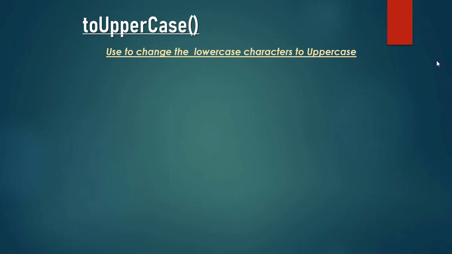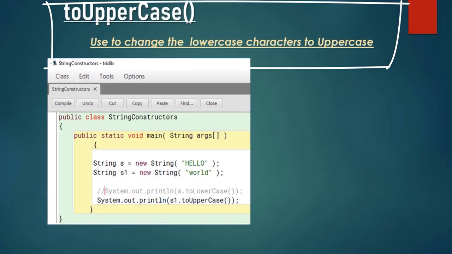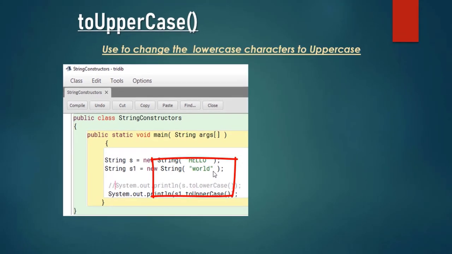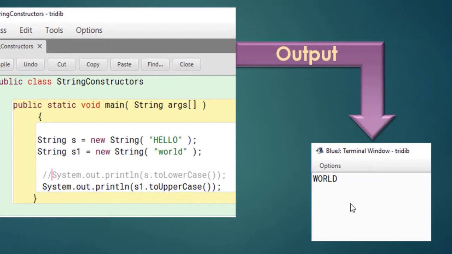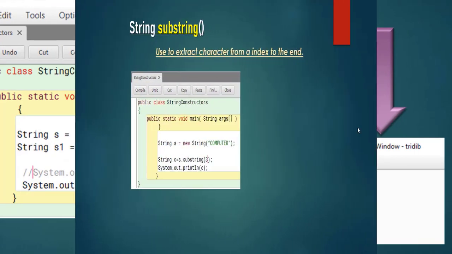On the other hand, we have the toUpperCase function. This function is used to change lowercase characters to uppercase. In this example, you can see s1 equals "world", written in small letters. If I use the toUpperCase function to change this "world" to capital letters, then the output will be in capital letters. You can see this word has been changed to capital letters.